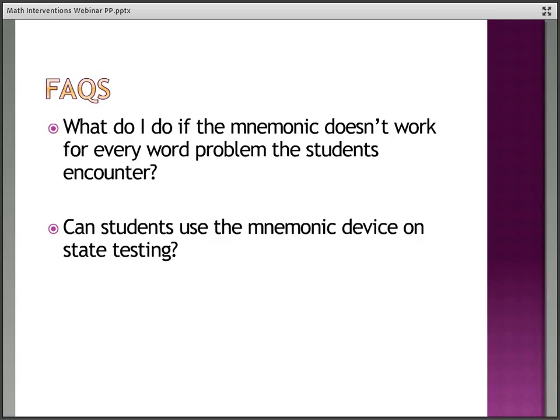Are students allowed to use mnemonic devices for state testing? Well, we would hope that they would if that's what you have taught them. You shouldn't walk around saying, use BUCK, when they come across a story problem. But if the students are using it on their own, then you know that they've generalized the skill, and you should celebrate somehow because it's worked. And certainly when you're teaching the skill, you can say, this is something you can use on testing. You can use it whenever you run into a problem.